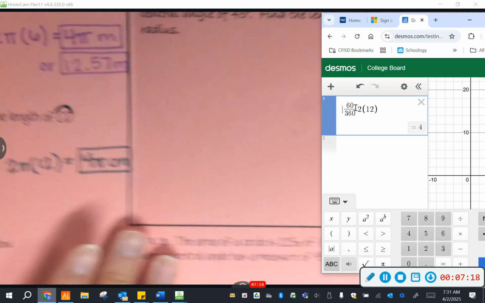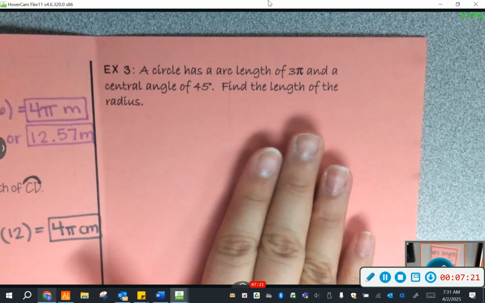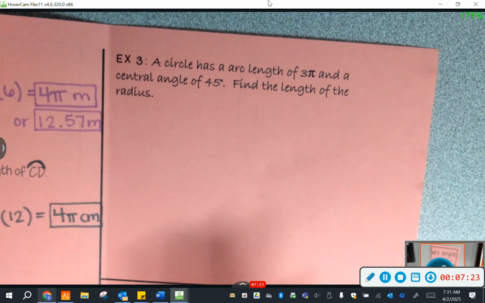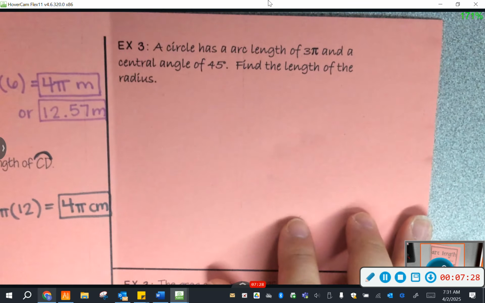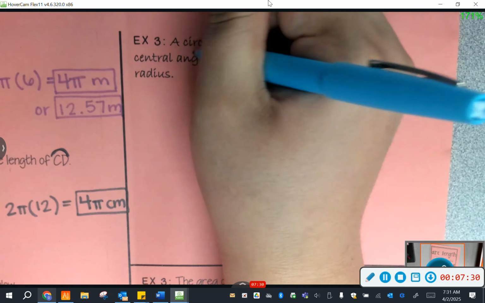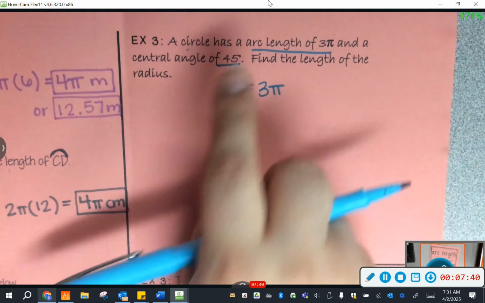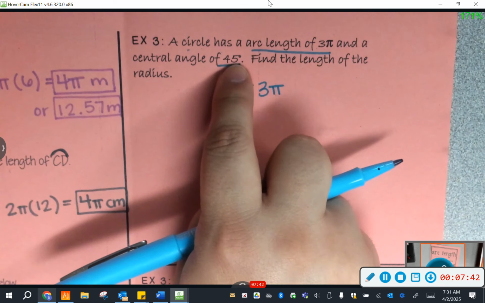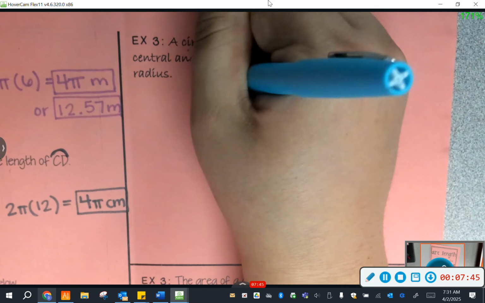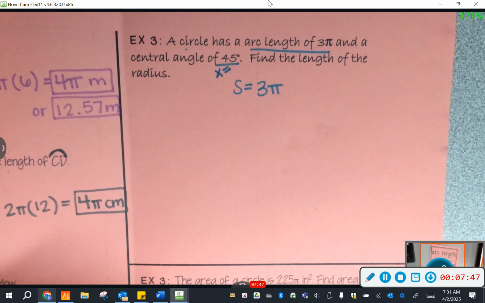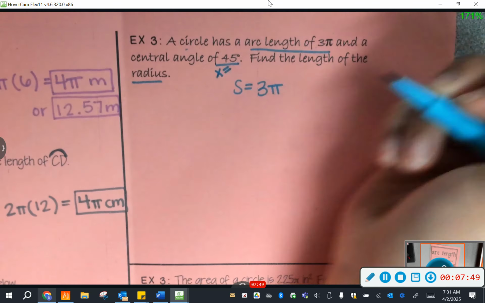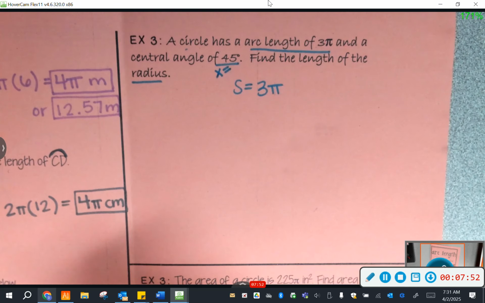Okay? I actually want you to slide on over to this example 3 on the side. The last question I'm going to do with you about arc length actually has you working backwards. It says a circle has an arc length of 3 pi. So this time it's telling you my S is 3 pi. And it has a central angle of 45. What is that 45 degrees here? That's what my X equals. What does it want us to find? It says find the length of the radius.